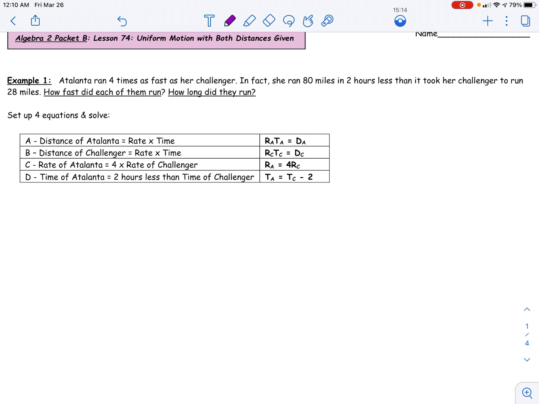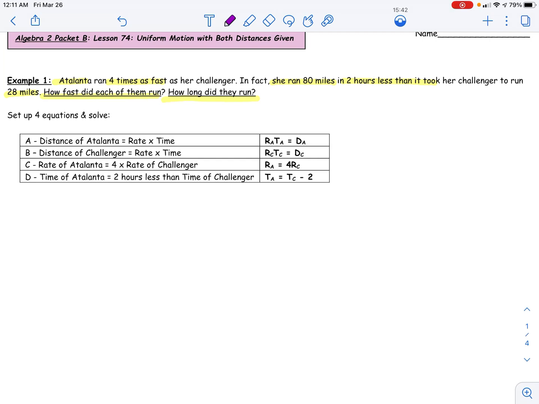Atalanta ran 4 times as fast. I'm going to highlight some important information here. So Atalanta ran 4 times as fast as her challenger. In fact, she ran 80 miles in 2 hours less than it took her challenger to run 28 miles. How fast did each of them run, and how long did they run?